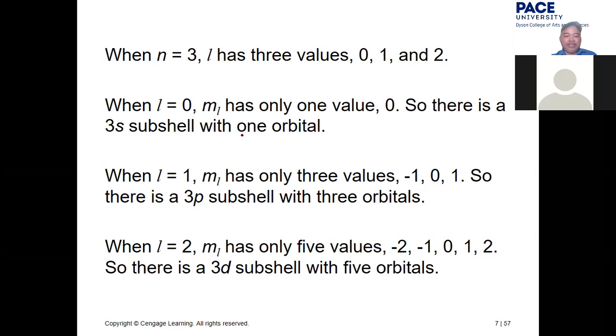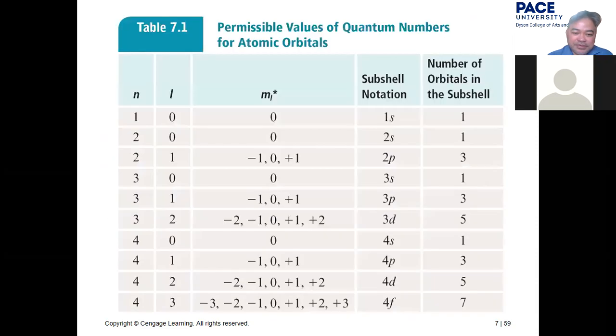Okay? So when n is equal to 3, you can have 3 values of L: 0, 1, and 2. So when L is equal to 0, your only m sub L value is 0. When L is equal to 1, you can have 3 values. When L is equal to 2, you can have 5 values. So if we're going to summarize what we're doing, this is what we have.